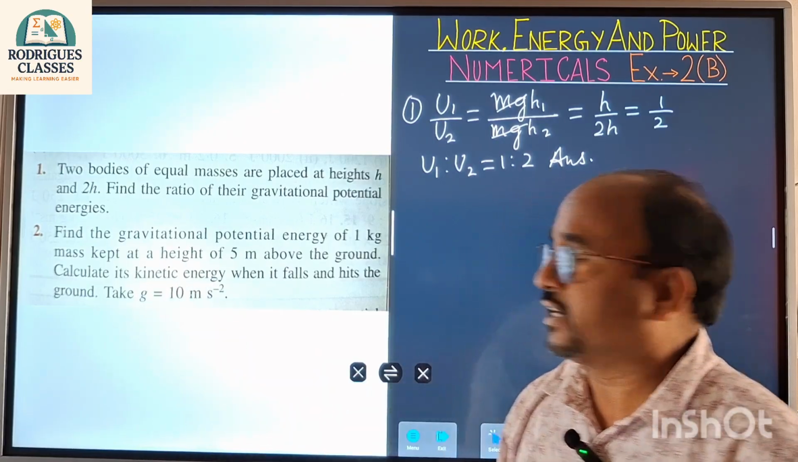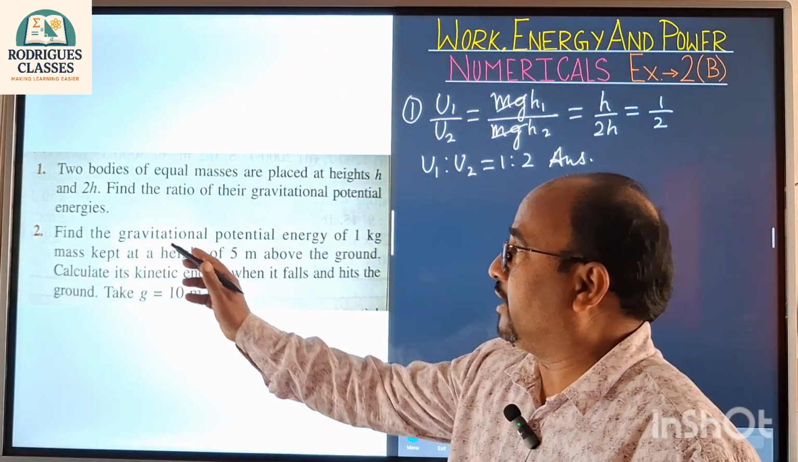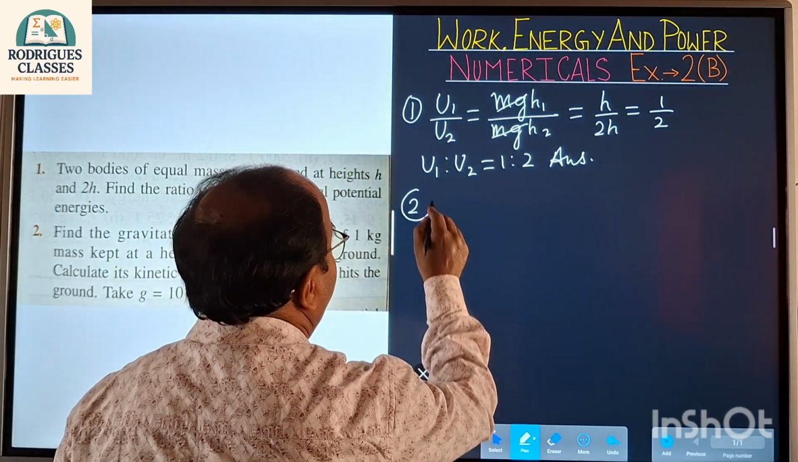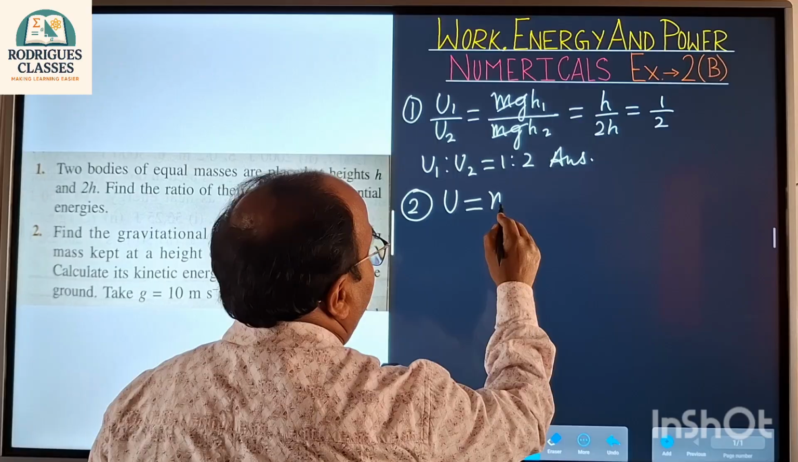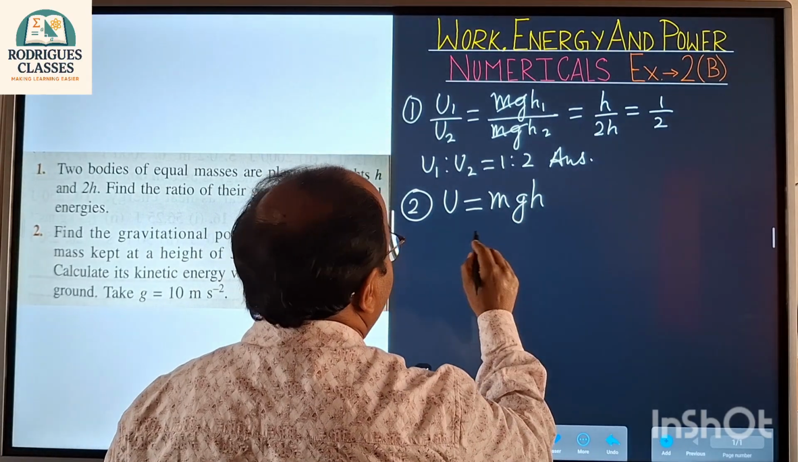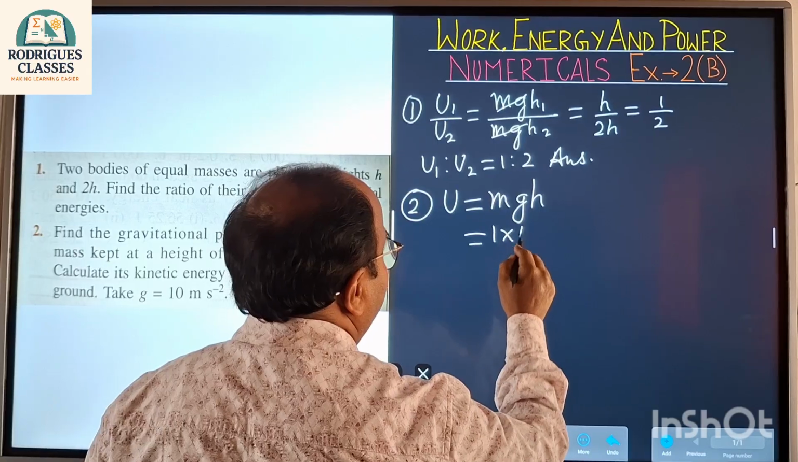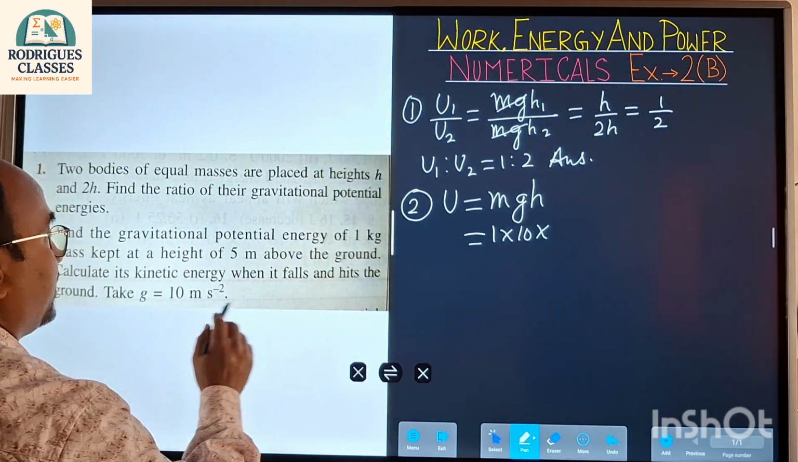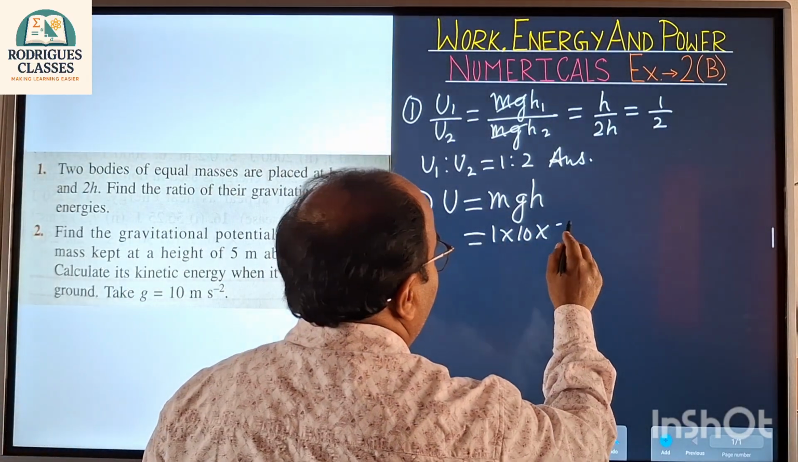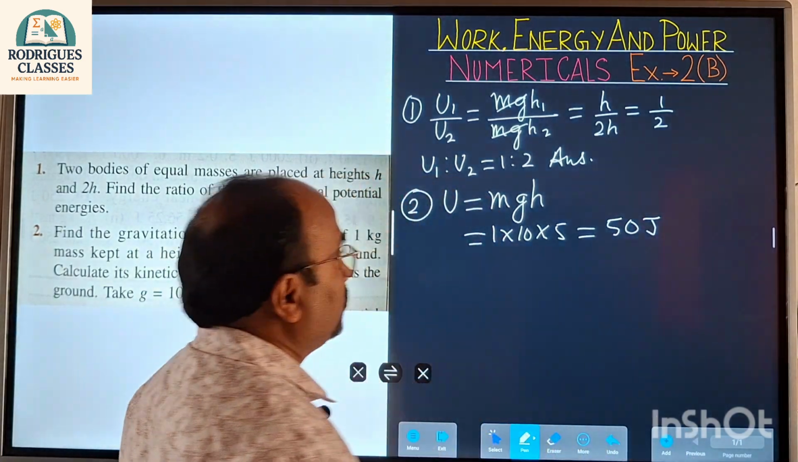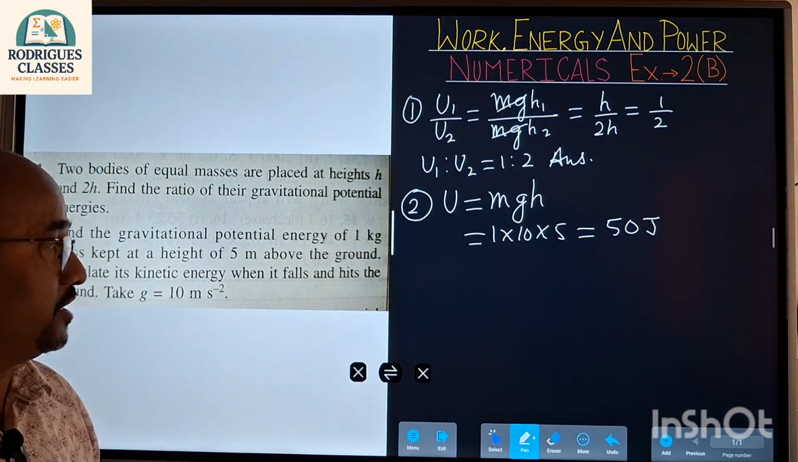So first of all, let us calculate the value of gravitational potential energy. So second numerical, writing the formula mgh. The mass given in this is 1, g is 10, and the height given is 5 meter. So this is 5 meter. We get it as 50 joule is the potential energy.